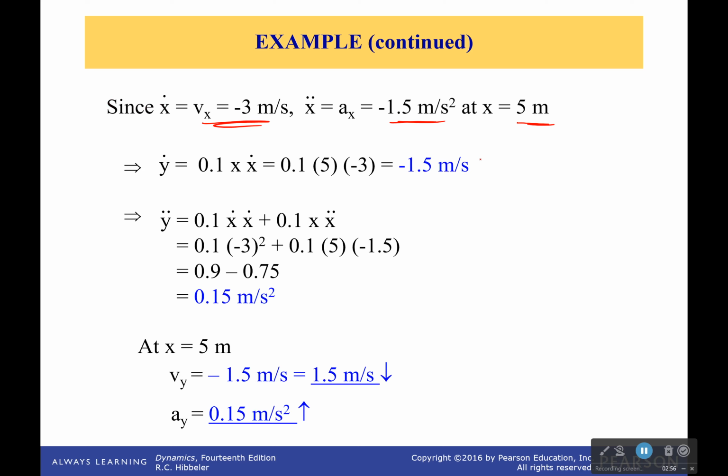What we get is that the y velocity at 5 meters is negative 1.5 meters per second, and that the y acceleration at that time is 0.15 meters per second squared. So the velocity is going down, but the acceleration is slowing it down. So eventually it might either reverse and go up again, or it'll go to 0.